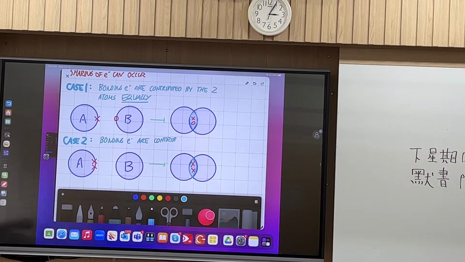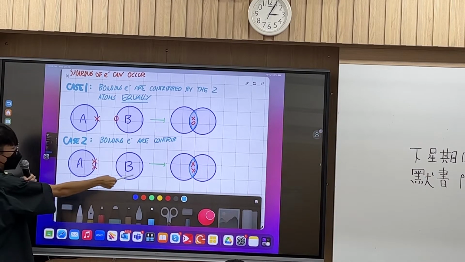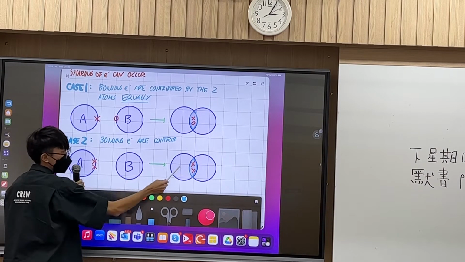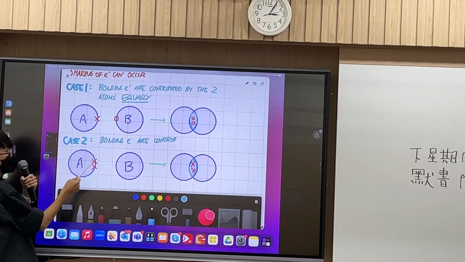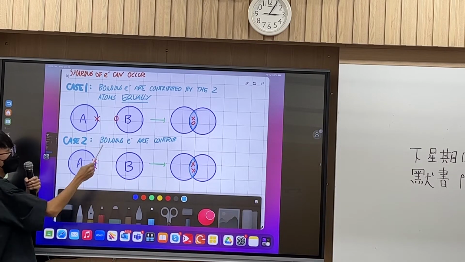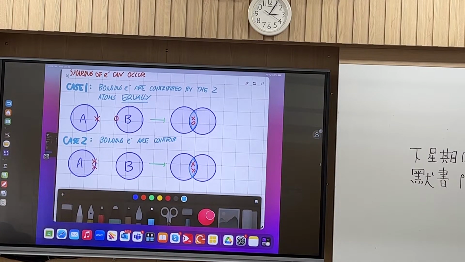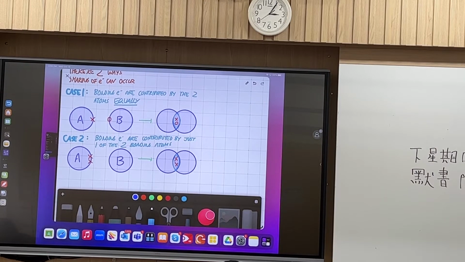You see the other atom, look at B. Did B contribute anything to this bond? No, right? Look at where the electrons in between A and B come from. They both come from A. B has nothing to contribute. This is the second way in which the covalent bond can form. So bonding electrons are contributed by just one of the two bonding atoms. Can you also put that A and B here?